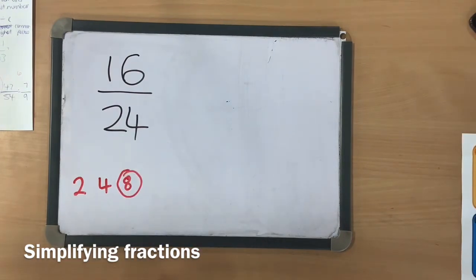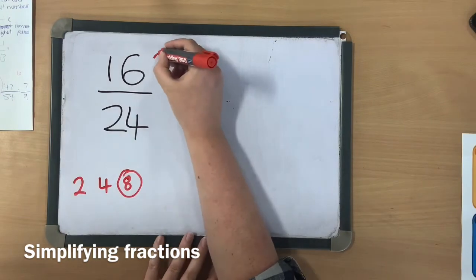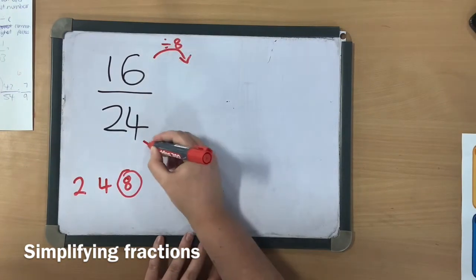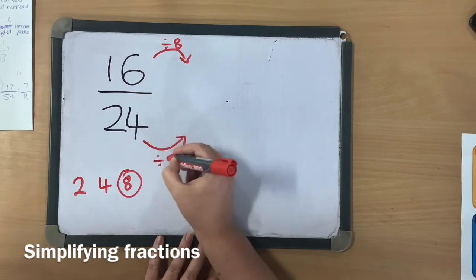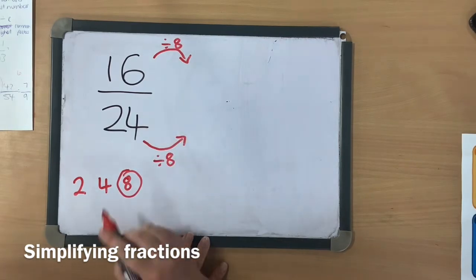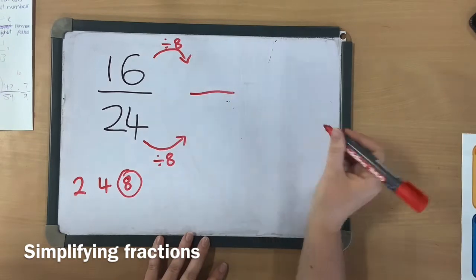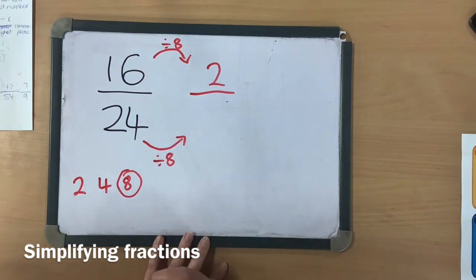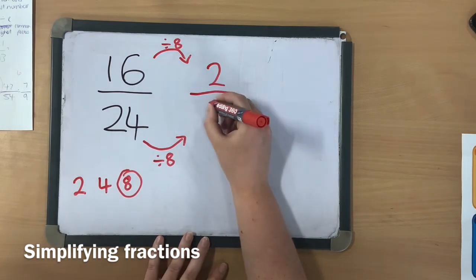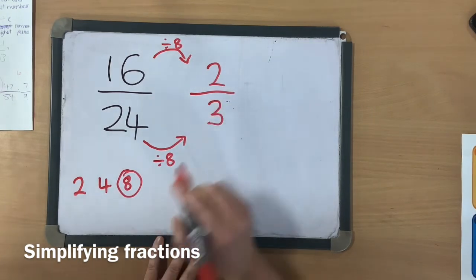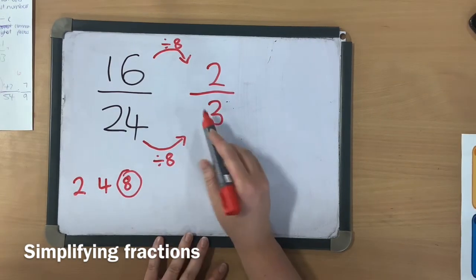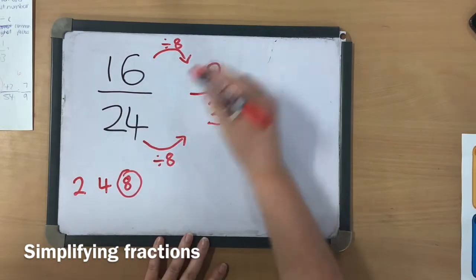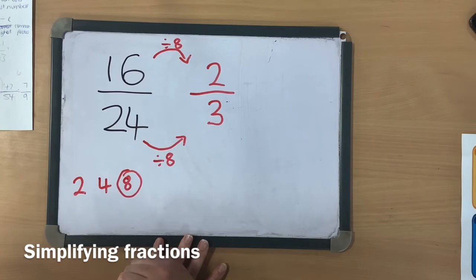So to simplify this fraction, what I would do is divide both the numerator and the denominator by 8. So 16 divided by 8 is 2, and 24 divided by 8 is 3. So 2/3 is equivalent to 16/24, but this is now a simplified fraction.